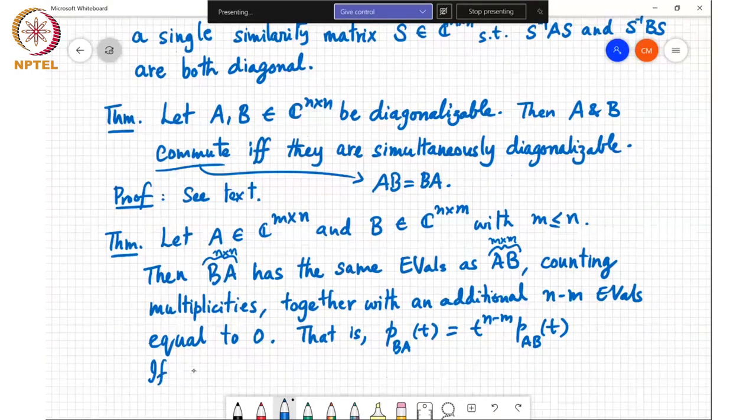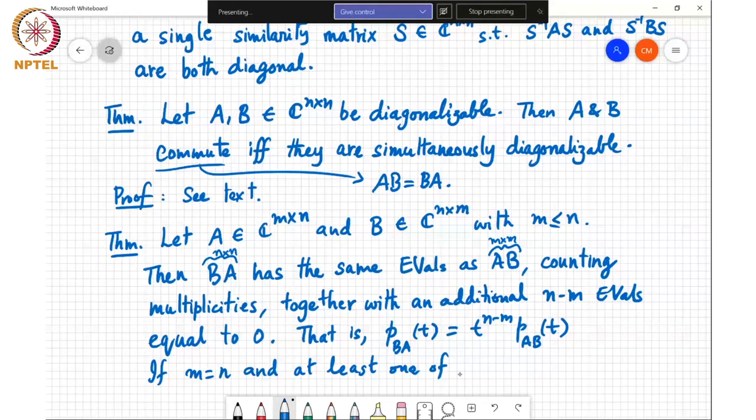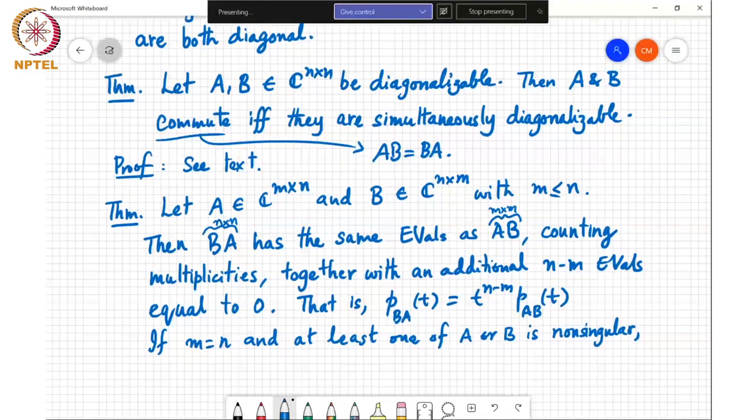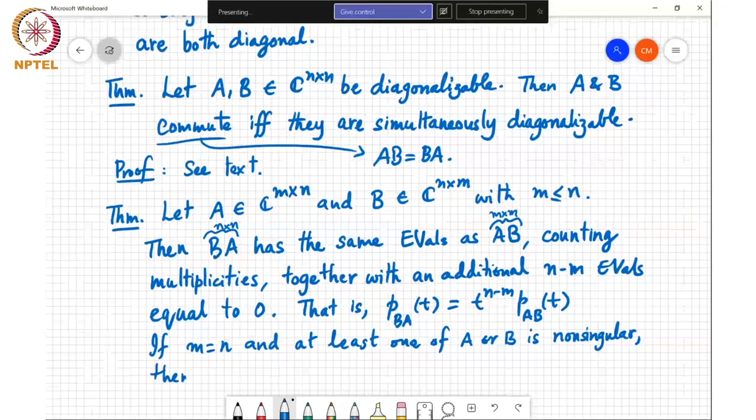And if m equals n and at least one of A or B is non-singular, so they're both square matrices of the same size, then AB is similar to BA.